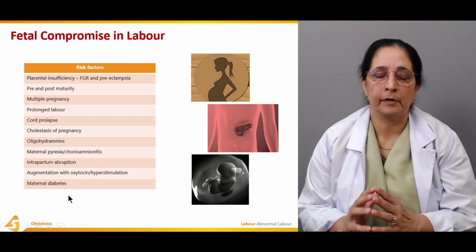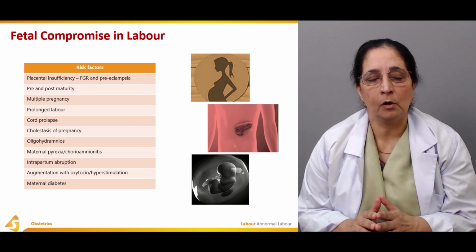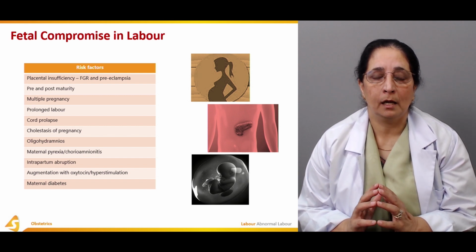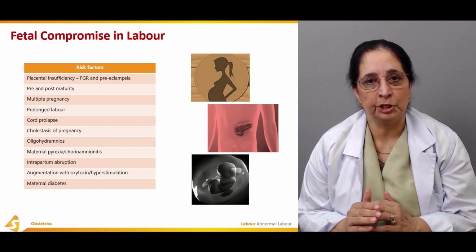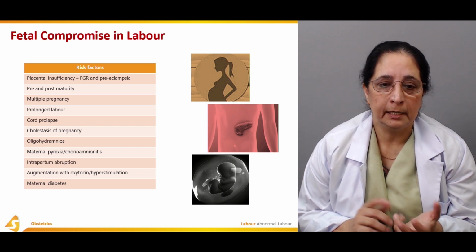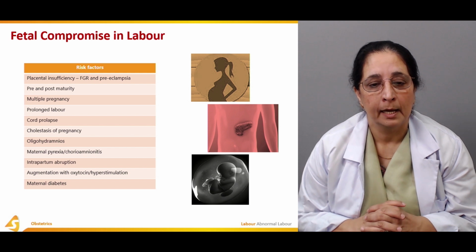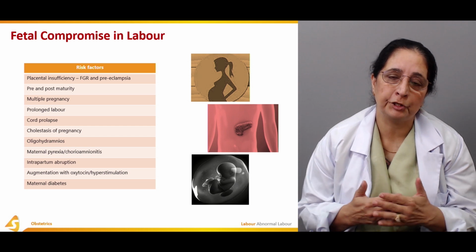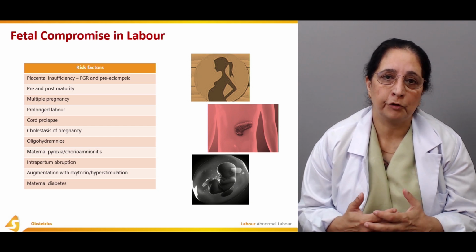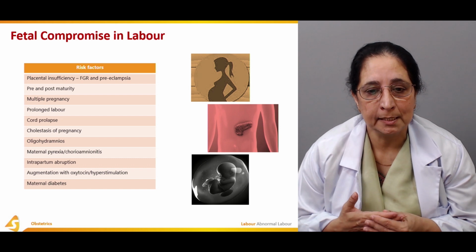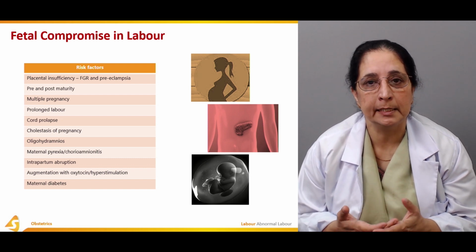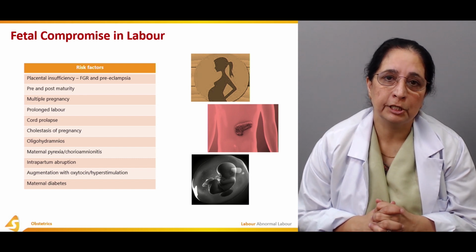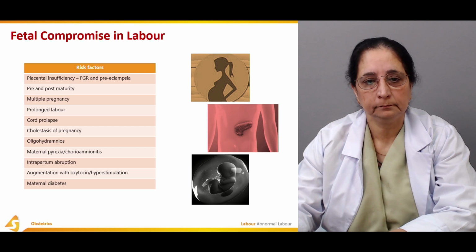All these are risk factors for fetal compromise in labor, and the fetus should be assessed properly if these conditions are present, especially cord prolapse, which is common. Intrapartum abruption is separation of the placenta from the uterine wall. If there is diabetes, oligohydramnios, or multiple pregnancies, careful monitoring of the fetus should be done.